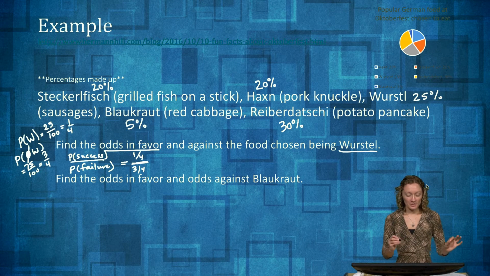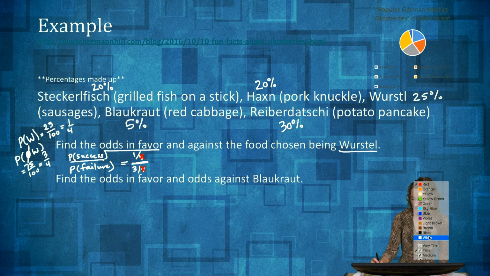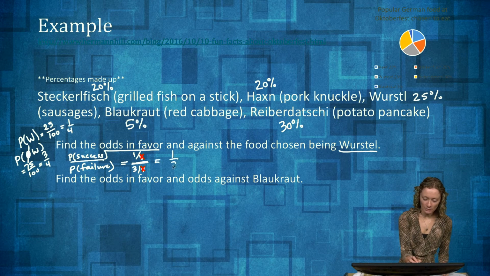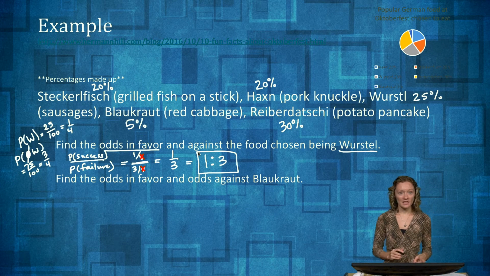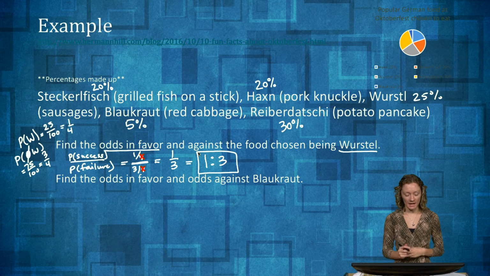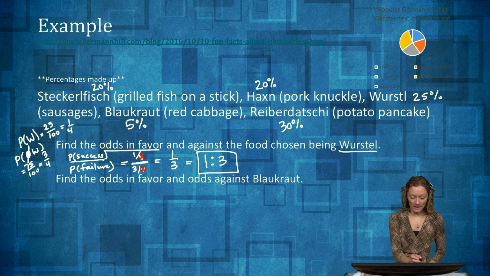We have the numbers. Now we go through the process of simplifying. The denominators cancel. We're left with 1 over 3. We write as odds 1 to 3. For every 1 time it is chosen, there will be 3 times that it's not chosen. That's what that says. Okay, that's odds in favor.